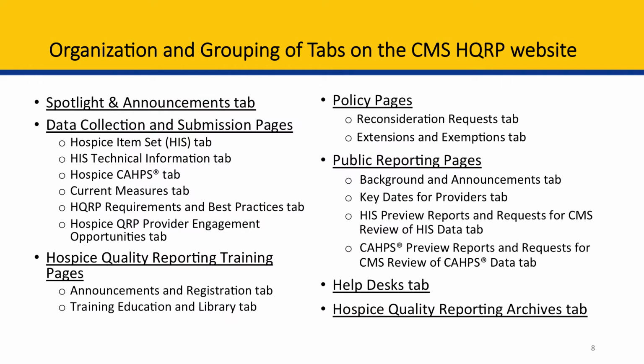Now that we understand more about the general architecture of the CMS HQRP website, let's talk about the content for each tab. As we've learned already, there are several pages or tabs on the CMS HQRP website. Some tabs stand alone, while others can be grouped into collections of pages that have a similar focus. Slide 8 shows an overall organizational structure for the current tabs on the CMS HQRP website. We'll go through each of these tabs and collections of tabs now, but this may be a helpful reference slide to keep handy as you navigate the CMS HQRP website on your own.